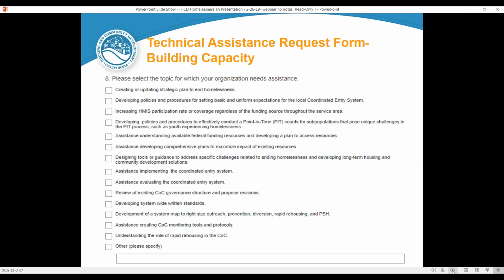On the other hand, if you submit a request, you could pair your request to ask for more than one selection. So you could request to evaluate your coordinated entry system and implement your coordinated entry system. Next slide, please.